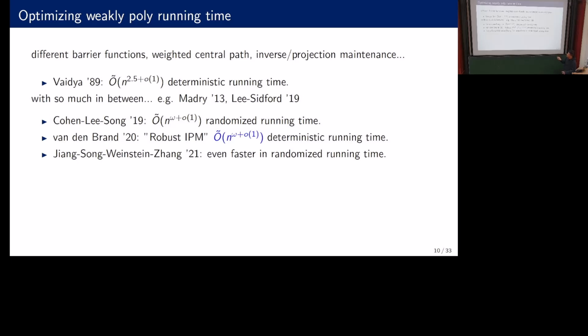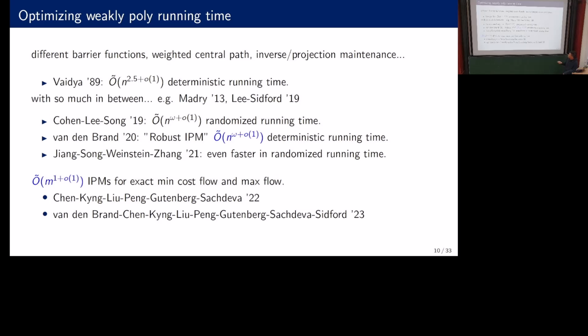basically show that LP can be solved via interior point methods in n to the omega plus little o(1) randomized running time, where throughout this talk, omega denotes the current fast matrix multiplication exponent. And then this got derandomized by van den Brand one year later, and I simply refer to his algorithm as robust IPM for my further reference in this talk. And then it can be shown that you can even do slightly better if you are in a randomized setting. And then perhaps a significant result of this is a near linear time algorithm based on IPM for solving exact min cost flow and max flow problems.